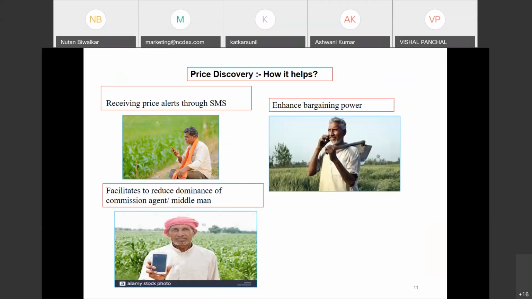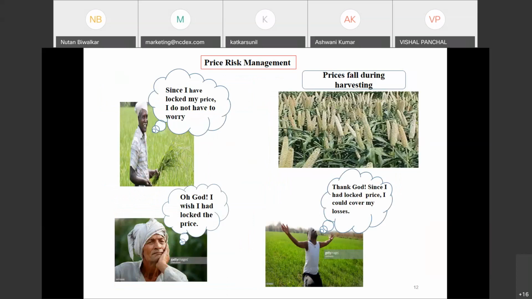I'll come to the risk management slide. Just now I was telling you about risk management. Risk management is based on hedging. Suppose this is a farmer. In trade parlance, hedging is also called lock-in price. Suppose the farmer locks his price. Everybody knows that at the time of harvesting, prices are falling. Most of the time prices are falling, and the farmer has to go for a distress sale. He does not have any alternative.